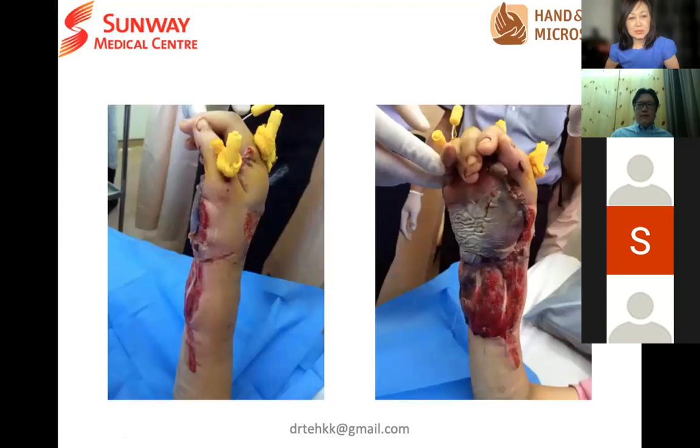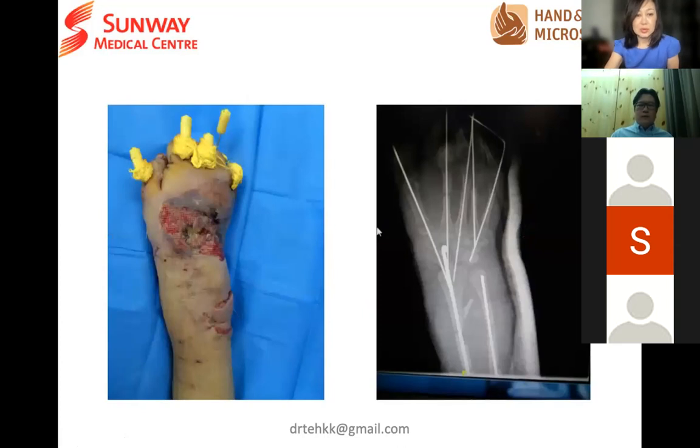Again, you can see the skin is dead. All right, it's dead skin. So if you just stitch the skin back, this is what is going to happen, and this will surely end up with an amputation unless we do a proper debridement and then reconstruction of all this stuff that we are looking at.